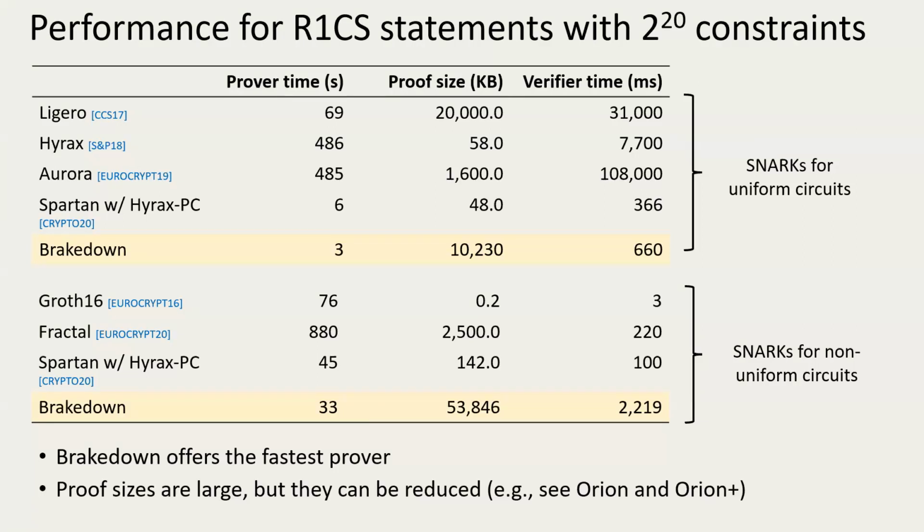Brakedown's proof sizes are actually quite large compared to many of the other schemes, but they can be reduced, for example, through proof composition as shown by subsequent works like Orion and Orion Plus.